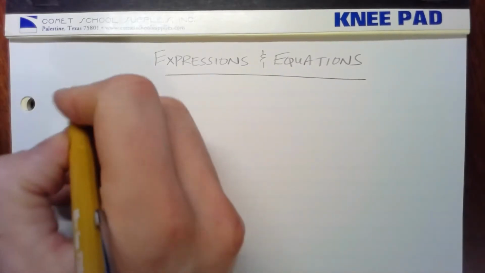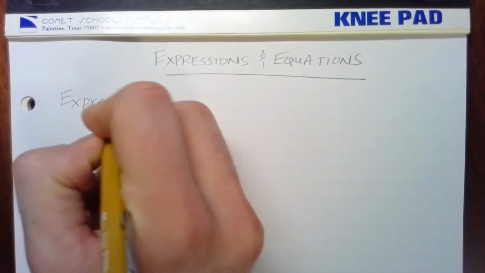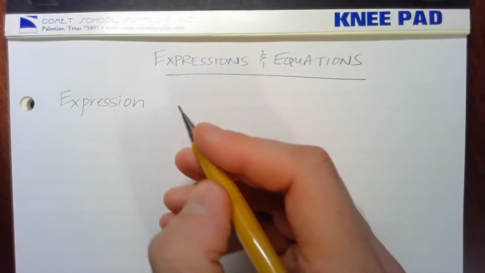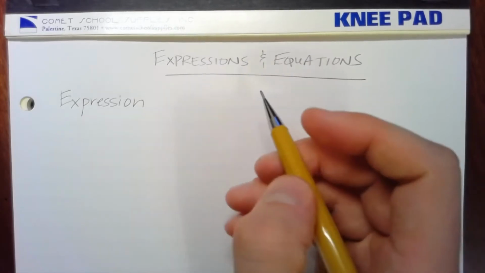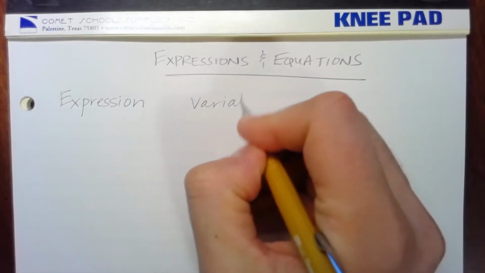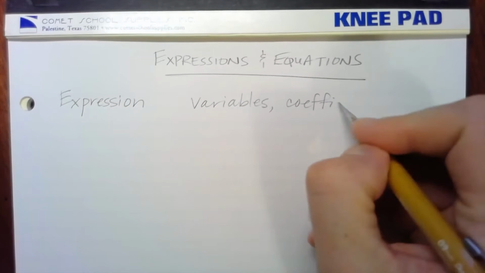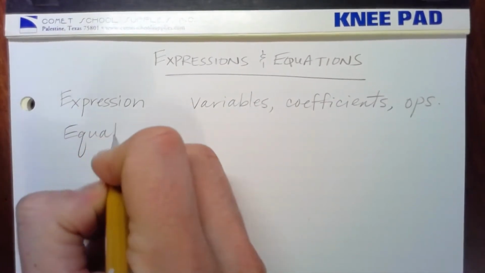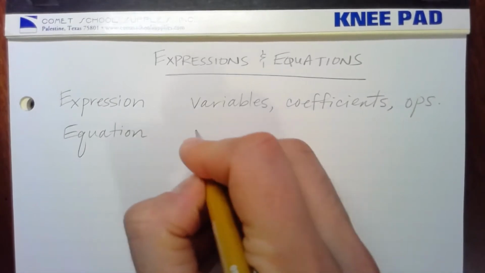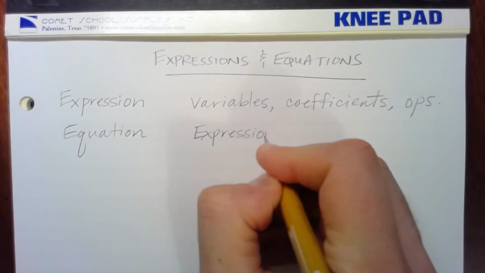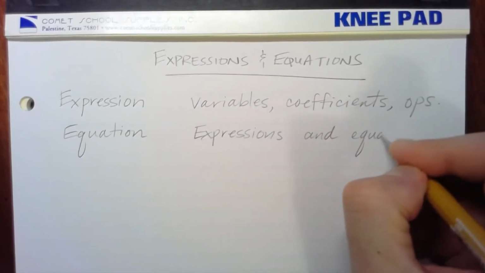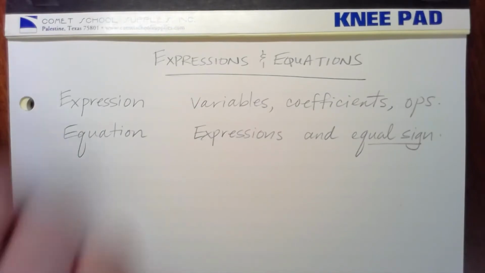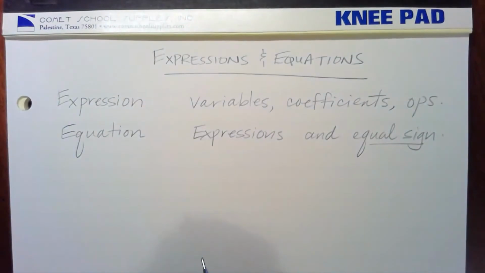Okay? So an expression, just to review, is a collection of variables and coefficients and operations, but there's no equal sign. So this would be variables, coefficients, and operations. And an equation would be expressions and an equal sign. The equal sign makes it an equation.